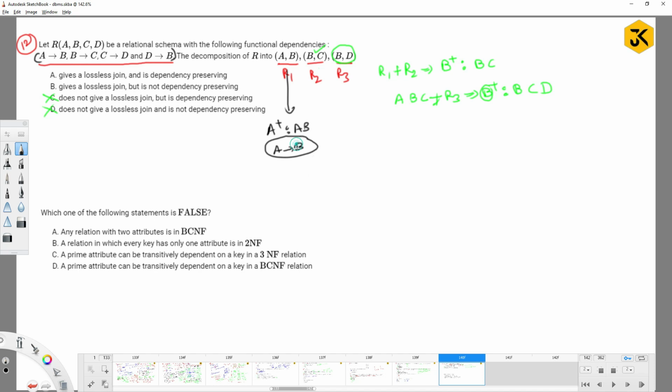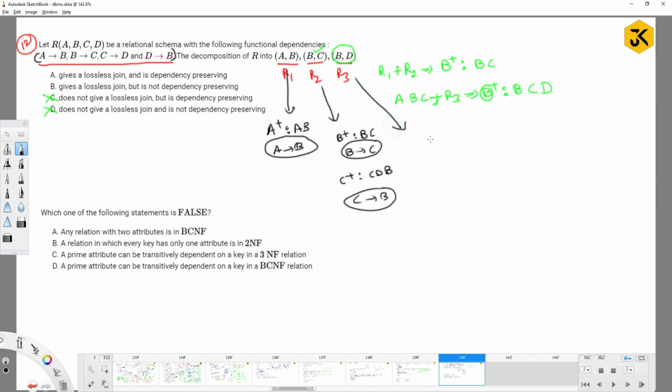Okay. Next, what about R2? B closure, you are going to get B, C, D anyway, but D is not in our relation. So I can say that B determines C is possible. What about C closure? C, D, B. Am I right or not? C, D, B. What can I conclude? C determines B is possible. What about two-level? They are trivial.